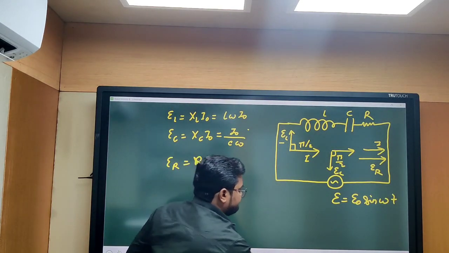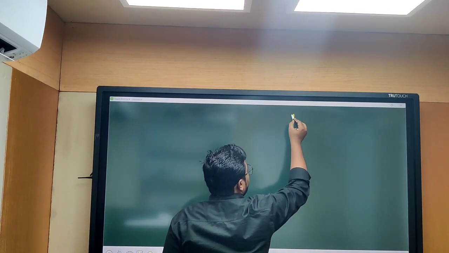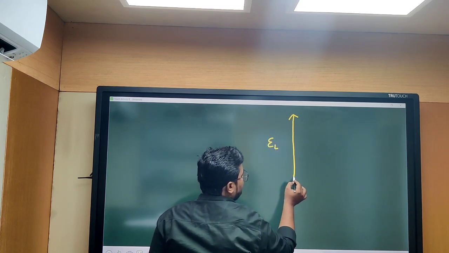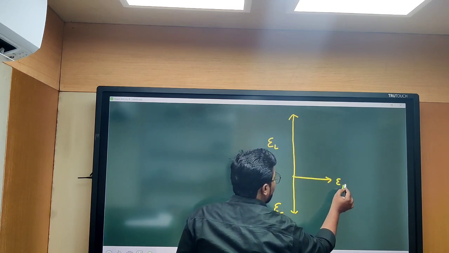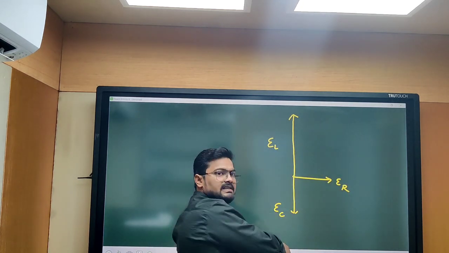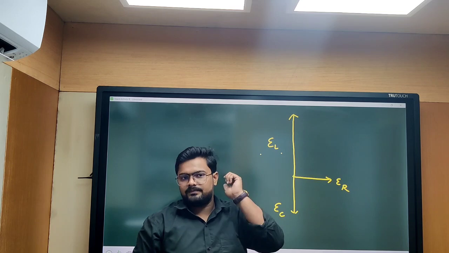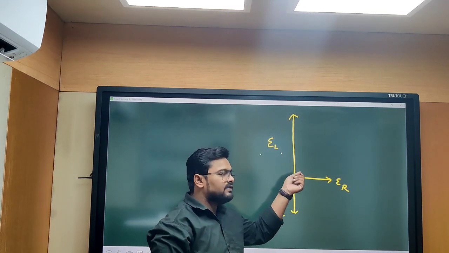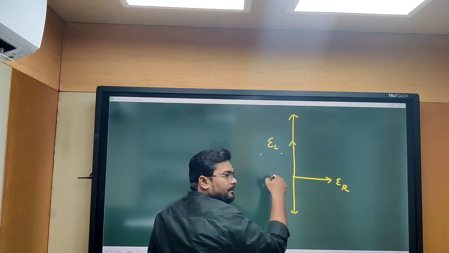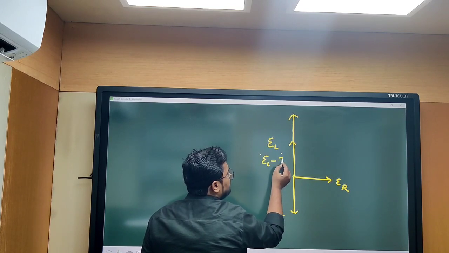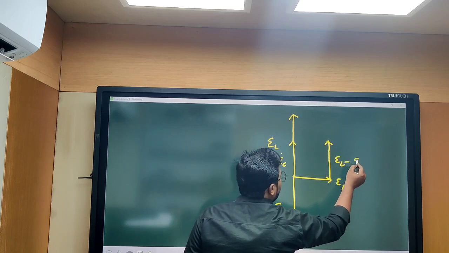So let's draw that. You can see here, this is EL, this is EC, and this is ER. As we have already discussed, the phase between EL and EC is pi. If I draw EC along EL, it will be in the opposite direction, and this value will be EL minus EC. Now I am going to draw EL minus EC over here.